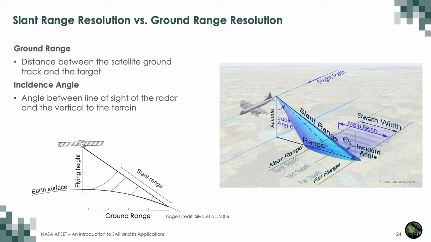The ground range describes the ability to discriminate objects that are situated on the ground and is calculated using the local incidence angle, which is the angle between the line of sight of the radar and the vertical to the terrain. And I'll talk more about this later on in this presentation.